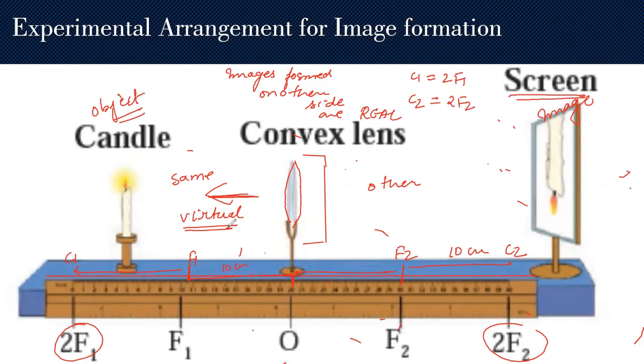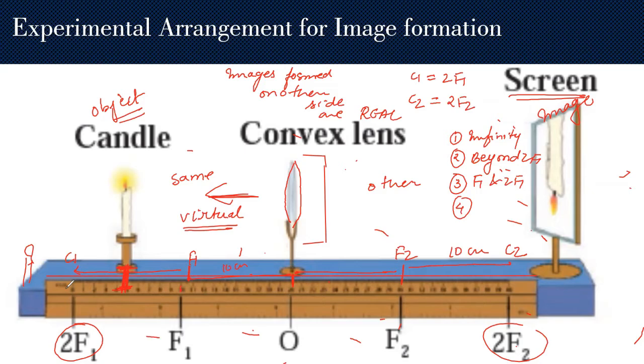So what do we do here? We just keep on changing the position of our object, that is the candle. For example, beyond 2F2, I'll keep my candle over here. Again, here we are going to have 6 positions as we did in mirrors. First, infinity. Second, over there it was beyond C. Now here C is taken as 2F1, so beyond 2F1.